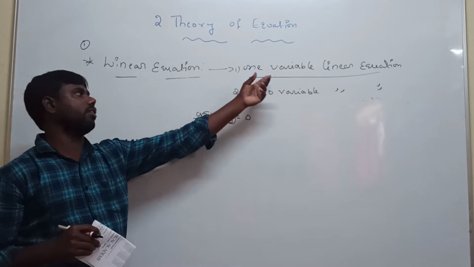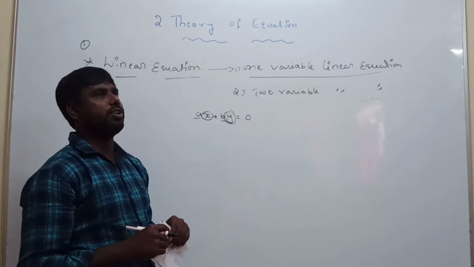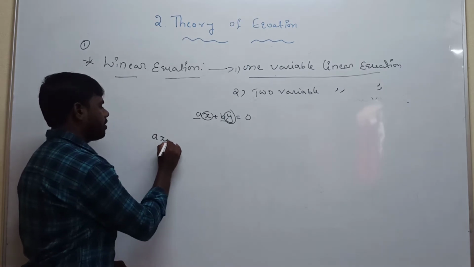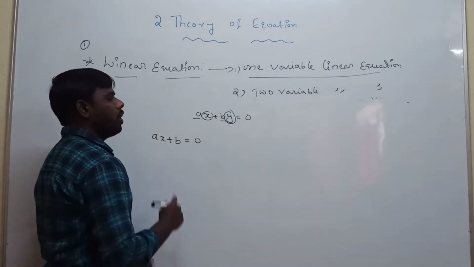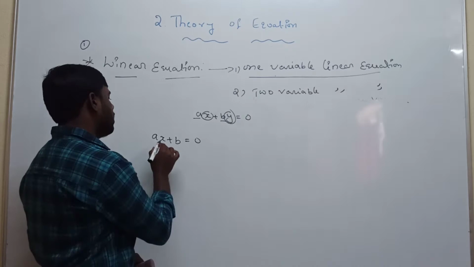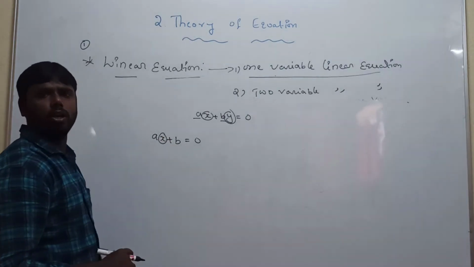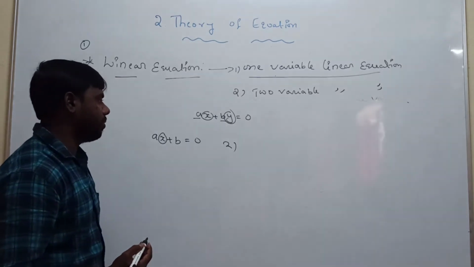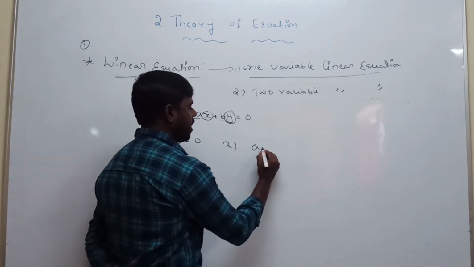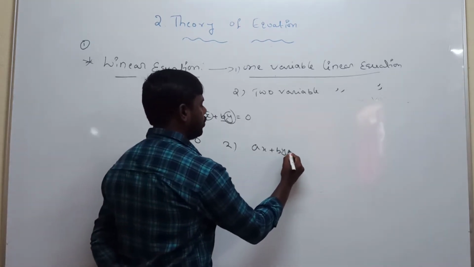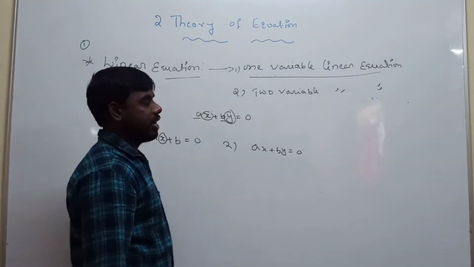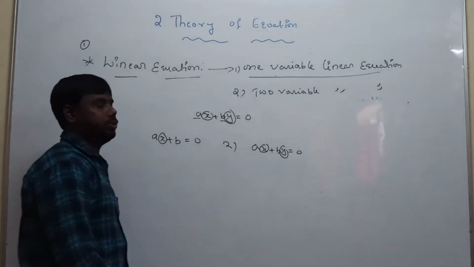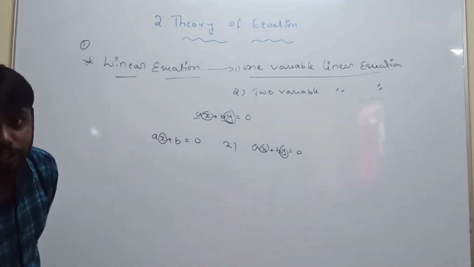What is the definition of the one variable linear equation? An equation of the form ax plus b is equal to 0 is called a one variable linear equation. Here x is the only variable. The second one is the two variable linear equation, an equation of the form ax plus by is equal to 0. Here how many variables are there? x and y are two variables. Everyone understood? It is clear.